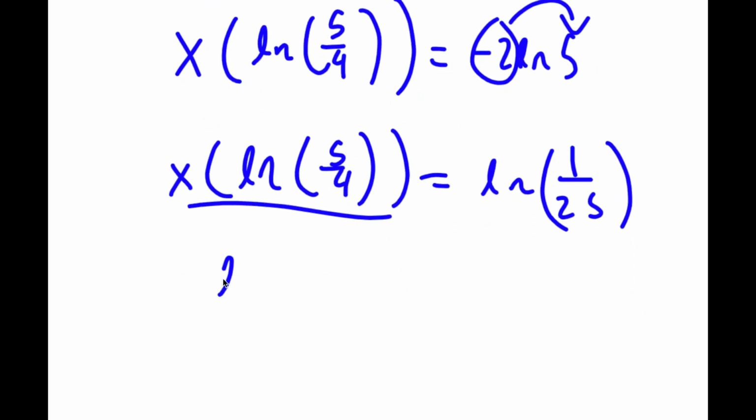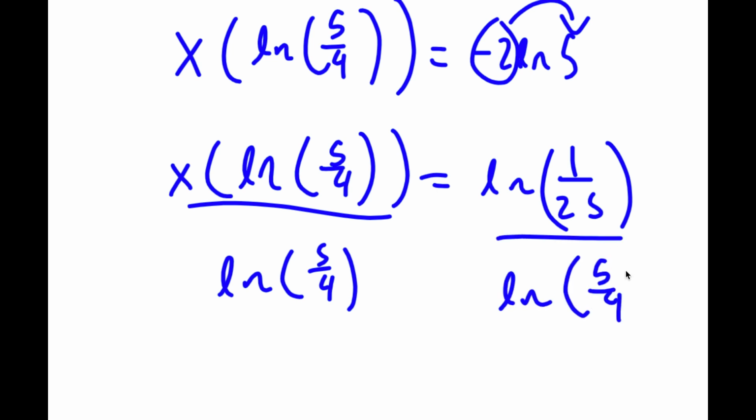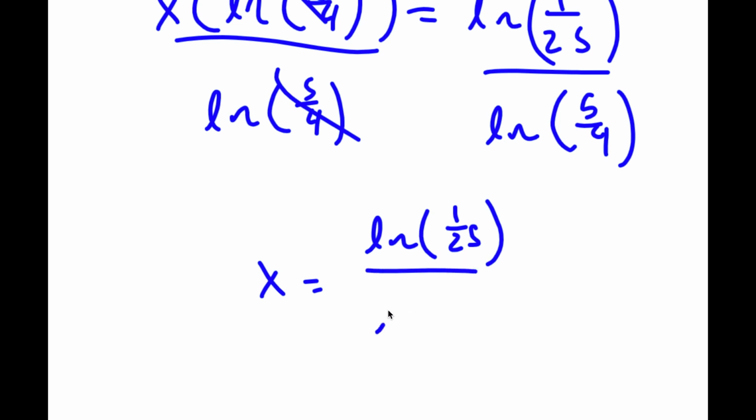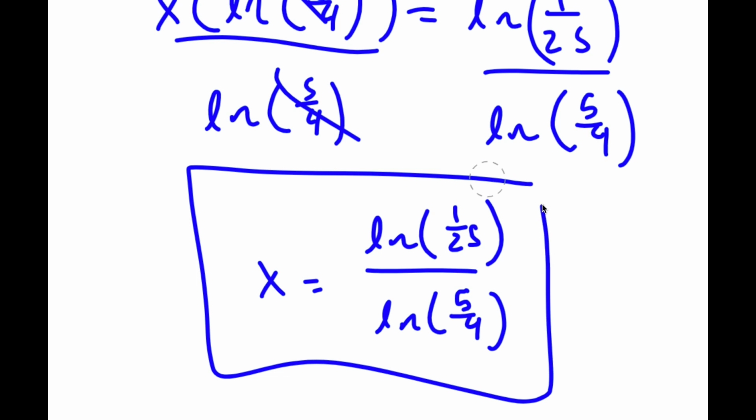So now if I divide both sides by ln 5 over 4, these two cancel out and I'll be left with x is equal to ln 1 over 25 over ln 5 over 4. So this is my answer.